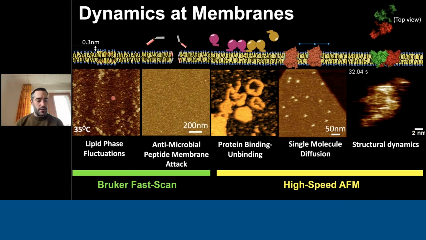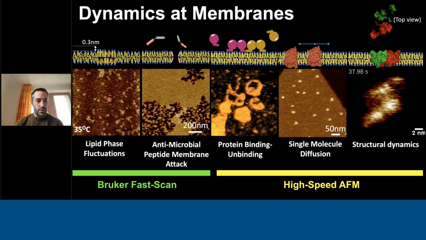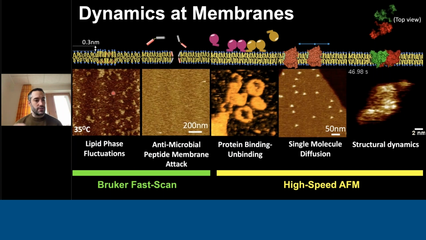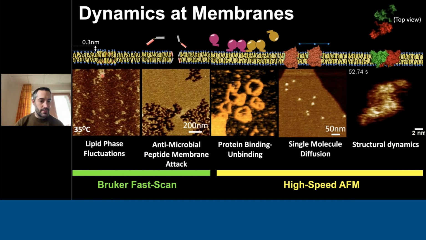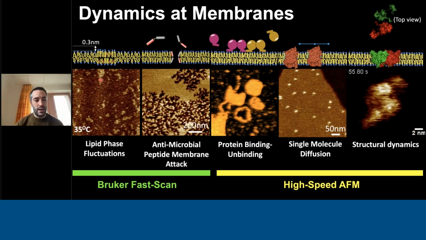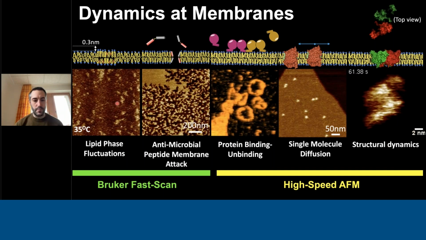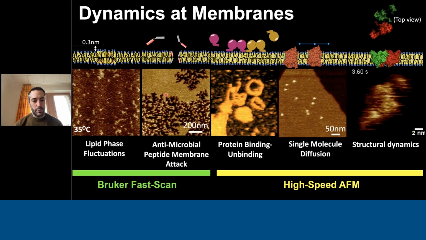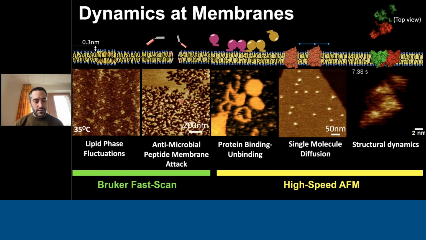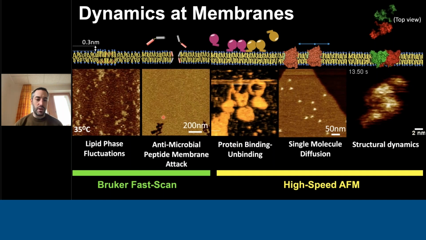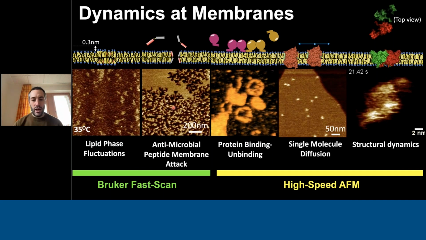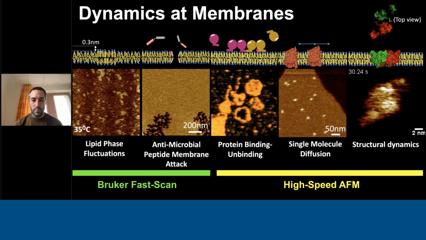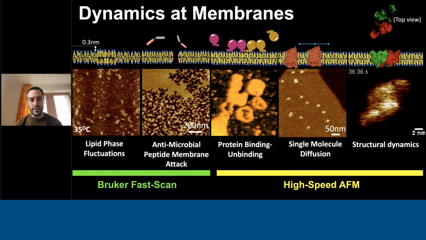So things like lipid behavior. On this left, we've got a membrane separated close to a critical point, so it's fluctuating. Domains of liquid phase are fluctuating, and this is kind of like a model raft system. We can look at antimicrobial peptides attacking membranes. This is this nice kind of diffusion limited aggregation process where the membrane's being destroyed over time. Proteins binding to membranes is MinD and MinE, binding to membrane patches and unbinding.